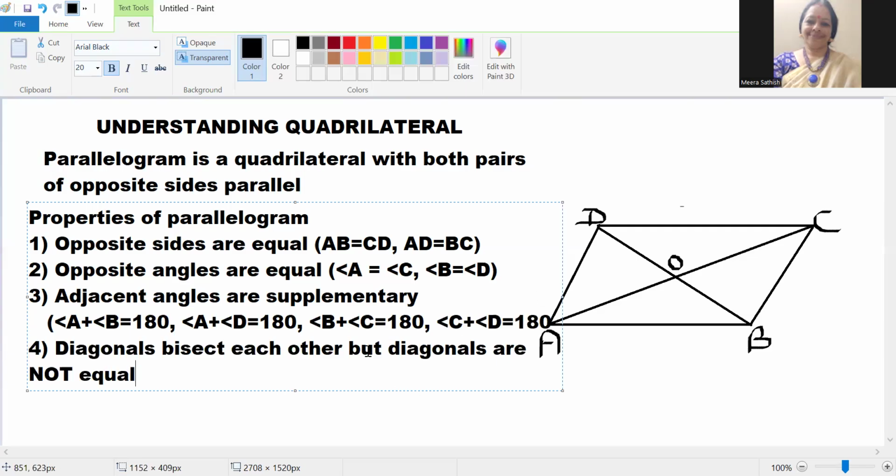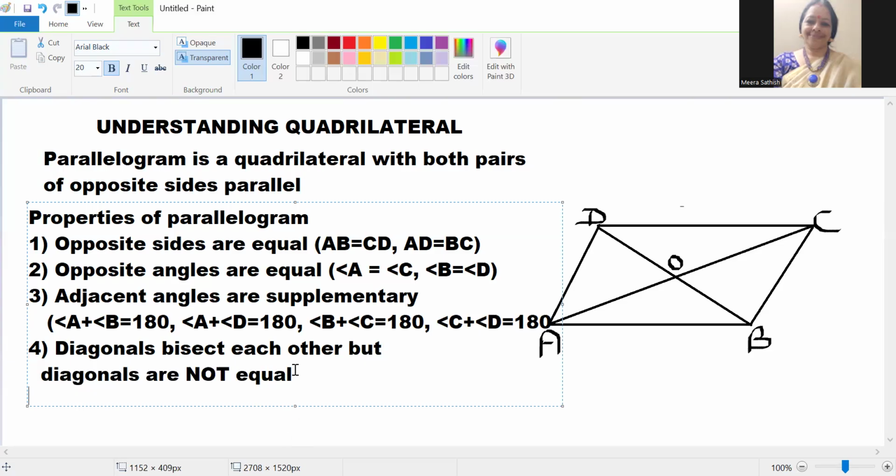Because there are doubts. Most are thinking that diagonals are equal in a parallelogram? No, diagonals are not equal. A diagonal bisects only. So that means what we can write? OA is equal to OC, and similarly OB equal to OD.